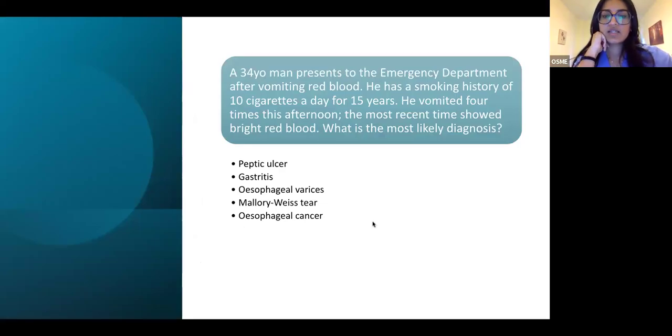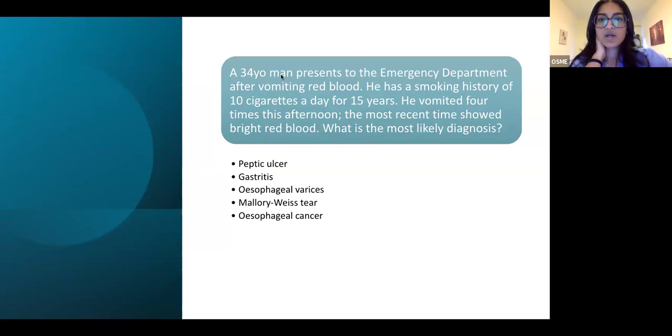Okay, so this is a question. A 34-year-old man presents to the ED after vomiting red blood. He has a smoking history of 10 cigarettes a day for 15 years. He vomited 4 times this afternoon. The most recent time showed bright red blood. What is the most likely diagnosis?